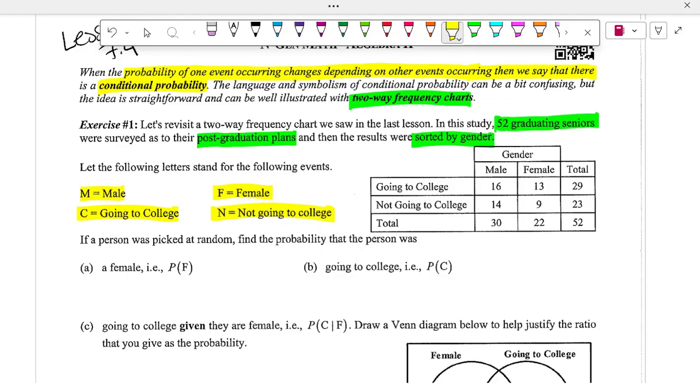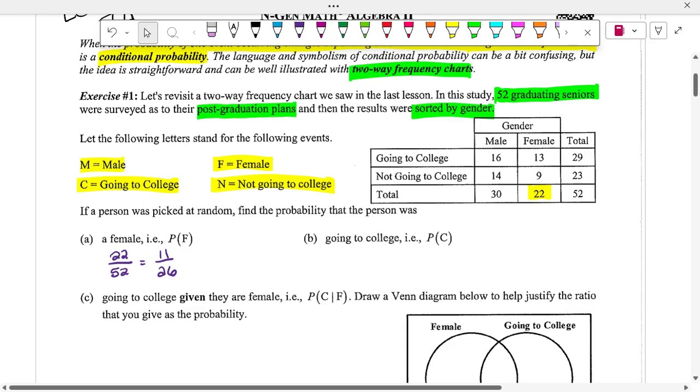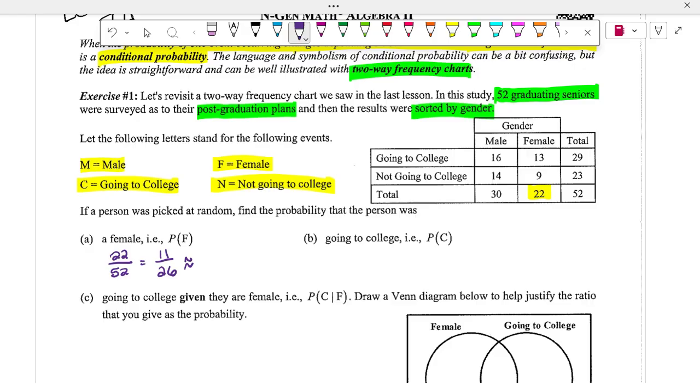So for letter A, the probability that they would be female, we're still just looking strictly at totals. So it would be 22 out of the total of 52. And if I simplify that, what is it? 11 over 26, good. And just for funsies, what is that as a decimal? Let's round to the nearest hundredth. 0.42, good.